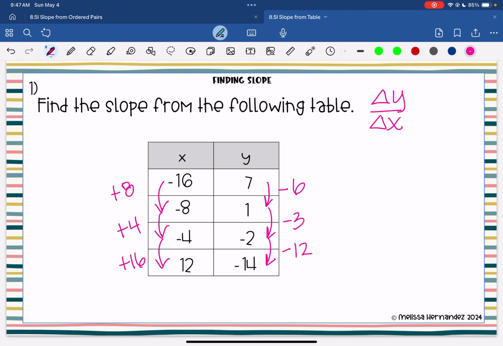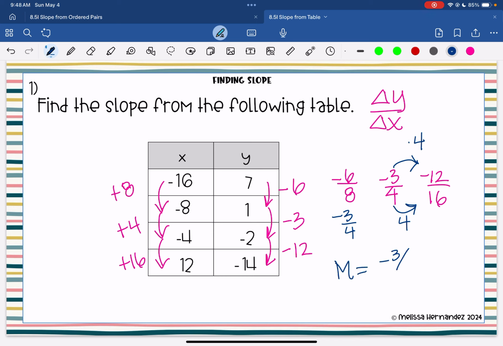All right, so I'm going to set these up. Negative 6 over 8, negative 3 over 4, and then negative 12 over 16. When you simplify negative 6 over 8, you end up with negative 3/4. And if you want to look at it from a different perspective, if you scale negative 3 and 4 using a scale factor of 4, you do have an equivalent ratio of negative 12 over 16. So our slope in this case is negative 3 over 4.